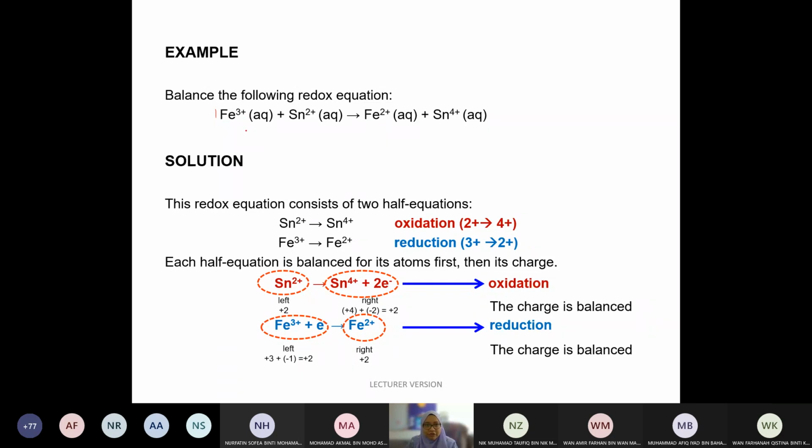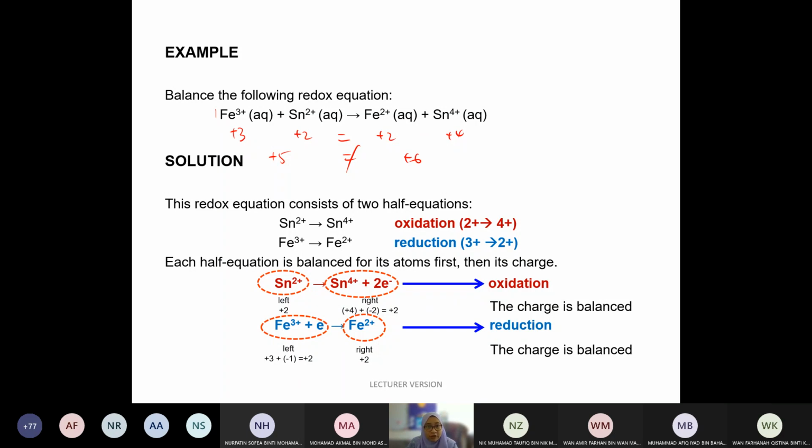Oxidation number dia, kalau you tengok dekat sini, this is positive 3, this is positive 2, this is positive 2, this is positive 4. Bila you try to balance, ni tak balance ni. This is positive 5, this is positive 6. So this is not balanced. Okay, so bila oxidation number ni, it has something to do with electrons. So we have to balance the number electron first.